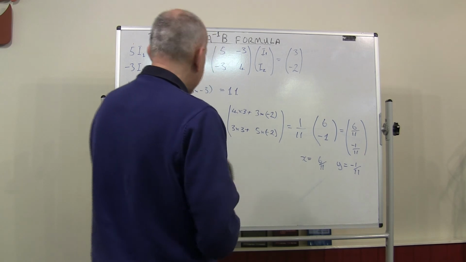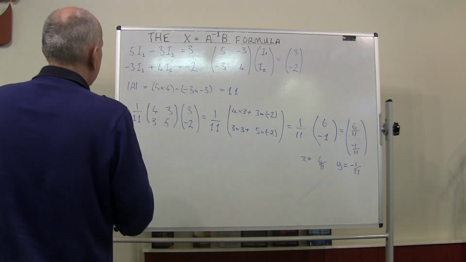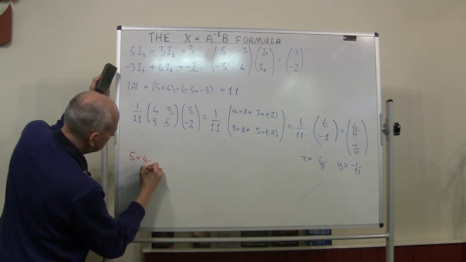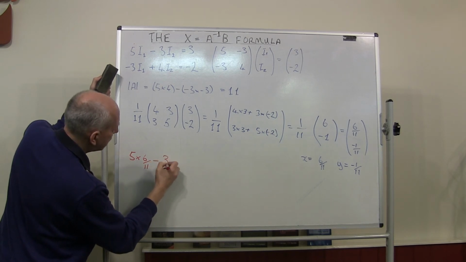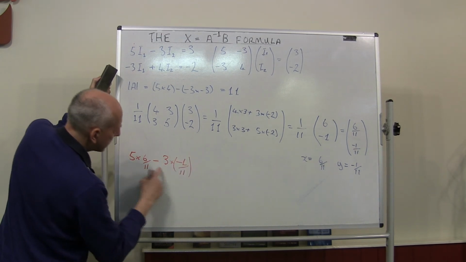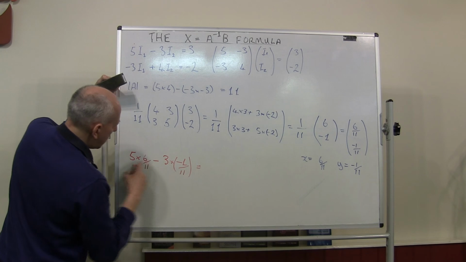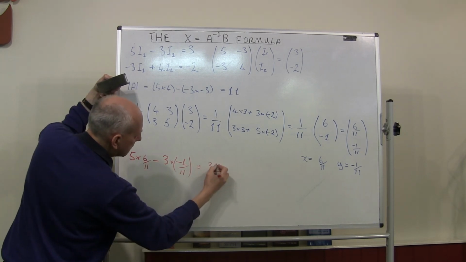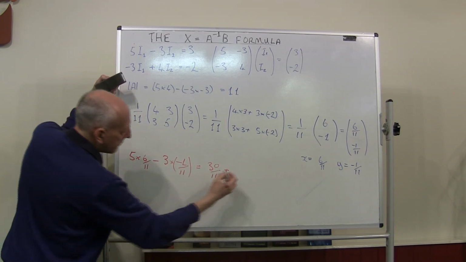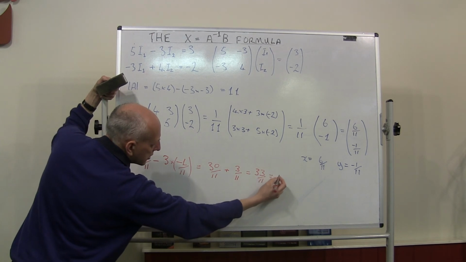So the test is obviously not going to be as easy this time, but let's have a go. Fingers crossed. Let's have a look at the first one. I'll do it down here. 5 times 6 elevenths, and then minus 3 times minus 1 elevenths. So that's going to make that positive, so it's 3 elevenths. That's 30 elevenths plus 3 elevenths, which is 33 elevenths, which is 3.